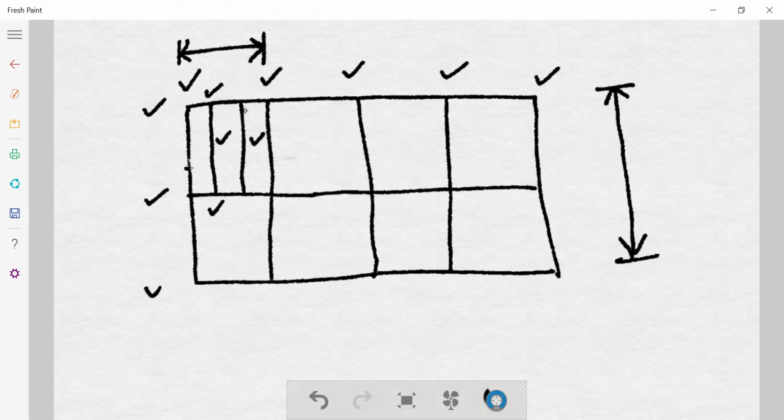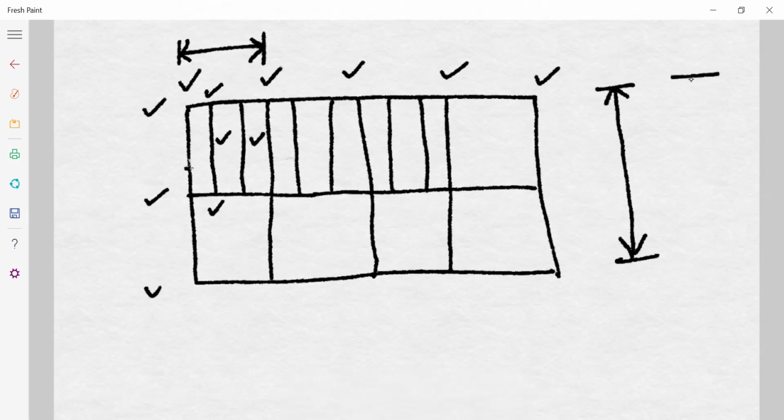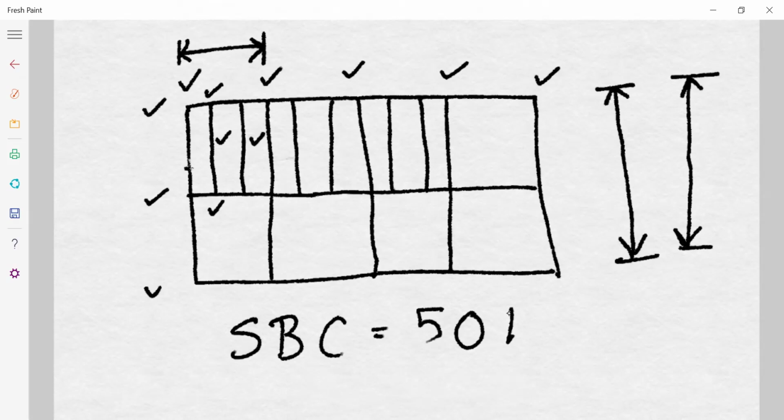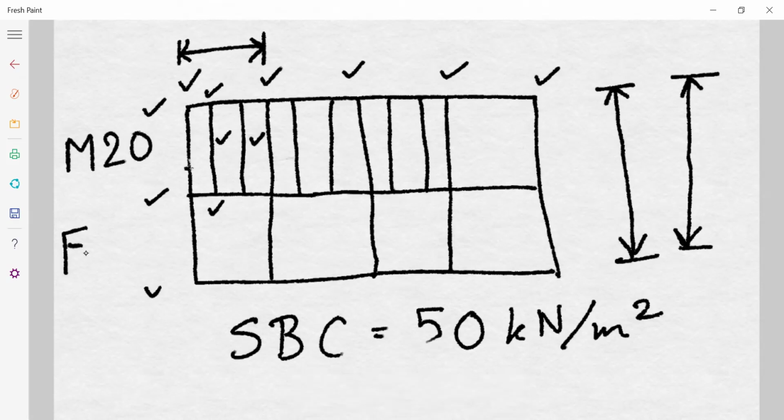Okay, so now these are introduced in each span of the raft. That means in each span, like this, two secondary beams are introduced in this manner, parallel to the shorter direction. Shorter direction is this, so parallel to the shorter direction this side. Now, SBC of the soil, 50 kilonewton per meter square is given, and materials are given M20 and Fe 500. So we have to design these secondary beams.